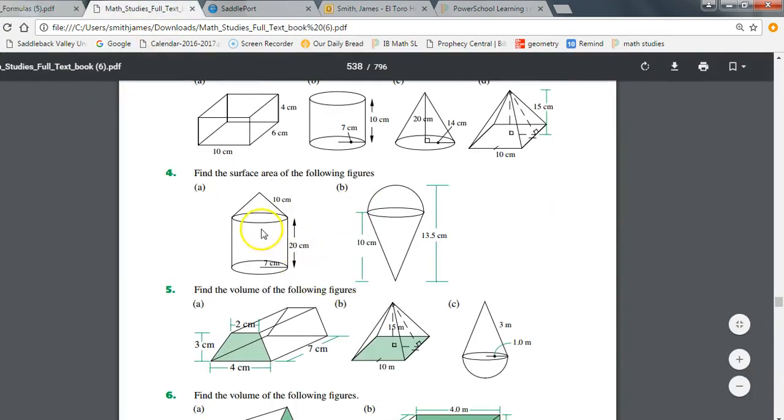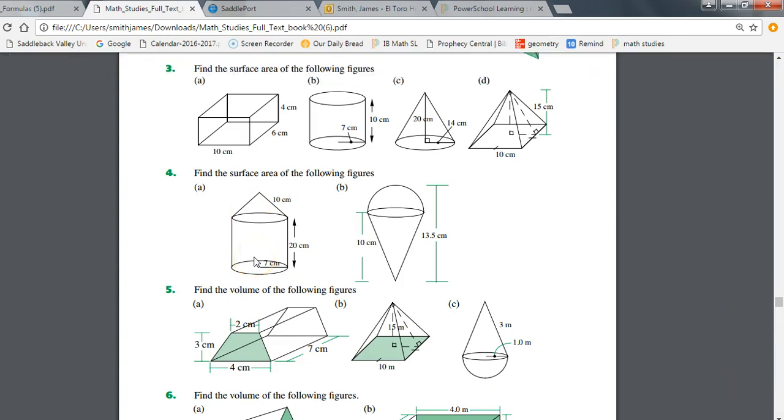If you get some of the combined shapes like this one, just recognize you're just doing the two shapes separately and then adding them together. In a volume scenario like this, it would just be the volume of a cone plus the volume of the cylinder. This radius of 7 would also be the radius of 7 for the cone. And so I just find the two shapes separately and add them together. That's all you'd have to do.